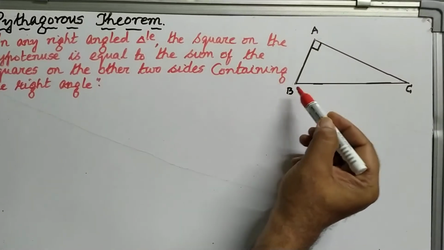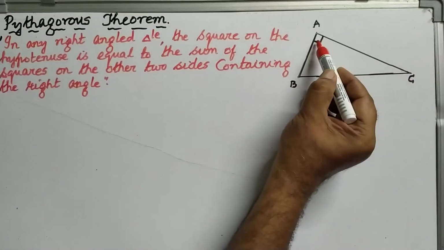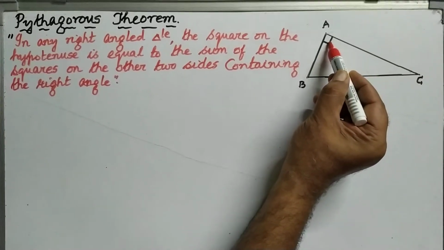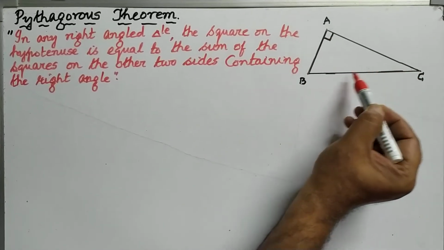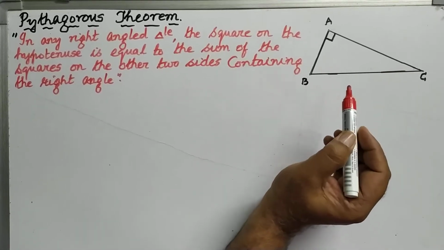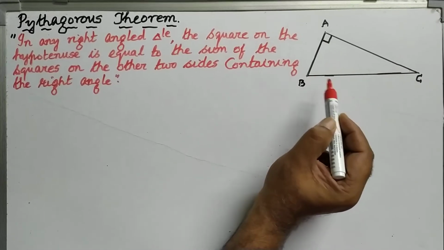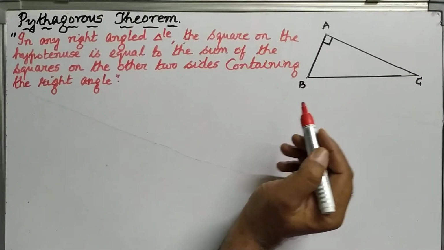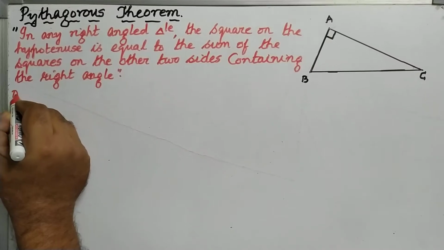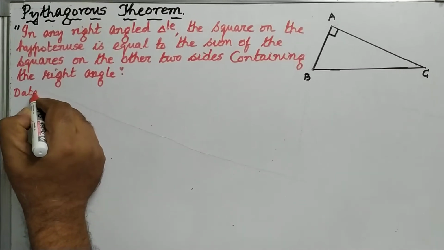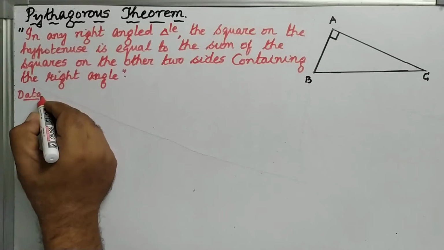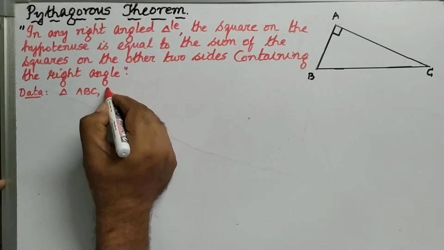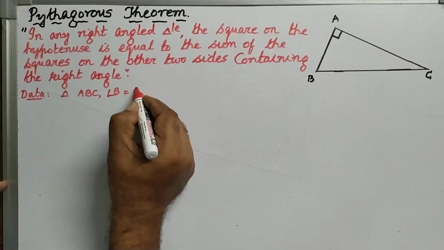I have triangle ABC. Angle A is 90 degrees. The side opposite to angle A, that is BC, becomes the hypotenuse. And you should also know that in a right angled triangle, the hypotenuse will be the longest side. So, what is it that they have given us? The data is they have given us triangle ABC. Angle B is 90 degrees.